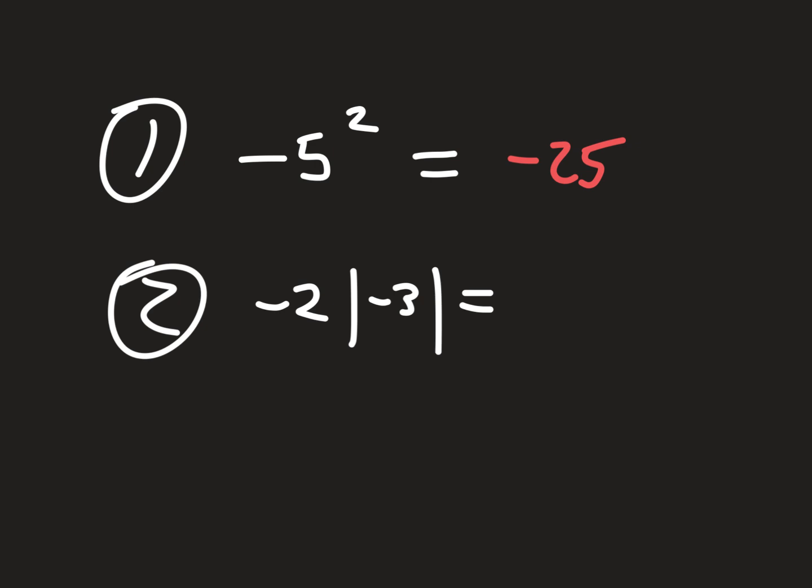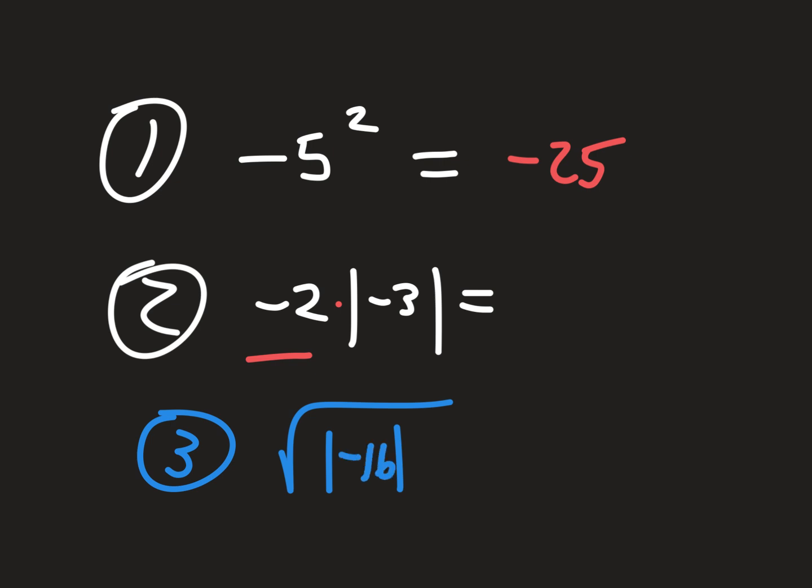All right, and for number 2, it's negative 2 times the absolute value of negative 3. Don't overthink this. It's not super hard. I hope you can do that without any help. On to number 3. Number 3, it is the square root of absolute value of negative 16. If you think there's no solution, you're wrong. There is. Maybe you're doing it in the wrong order.